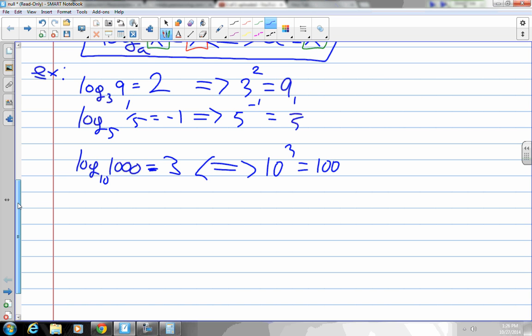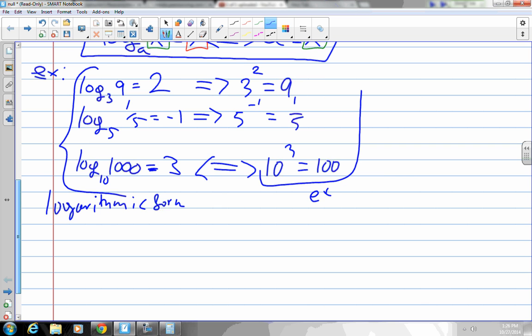So these statements are equivalent. The left side is called the logarithmic form. Whatever's on the right side is called exponential form. We should be able to go freely between one and the other. I can give you an expression written in logarithmic form, and you should be able to flip it around into exponential form and vice versa.